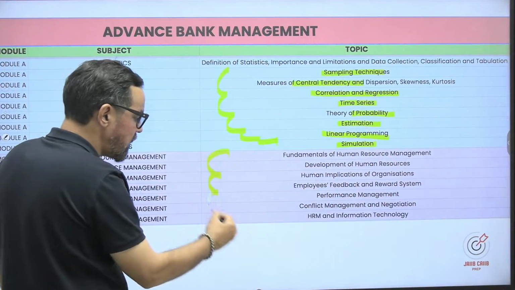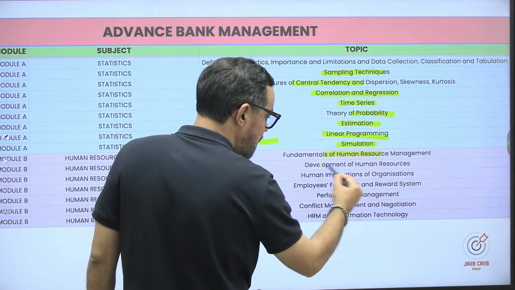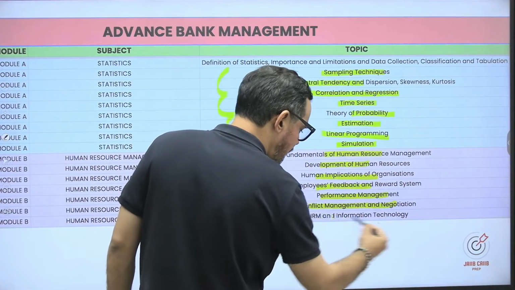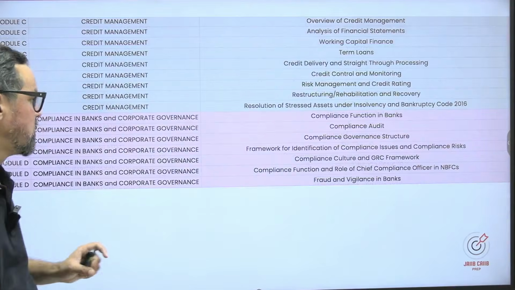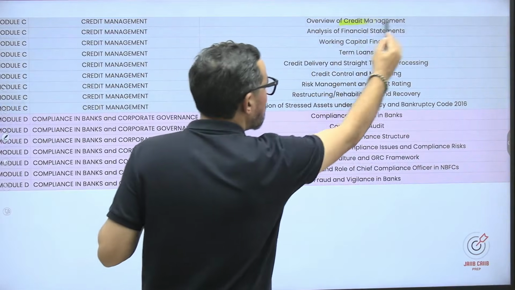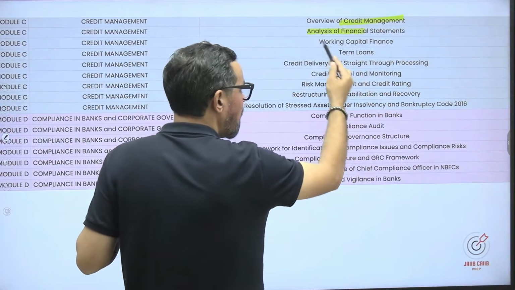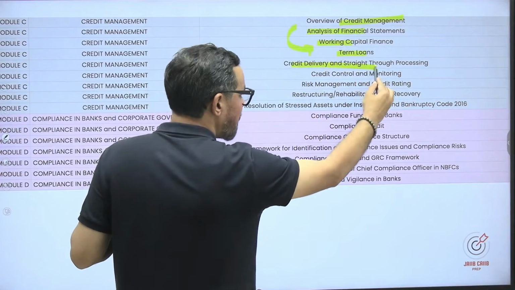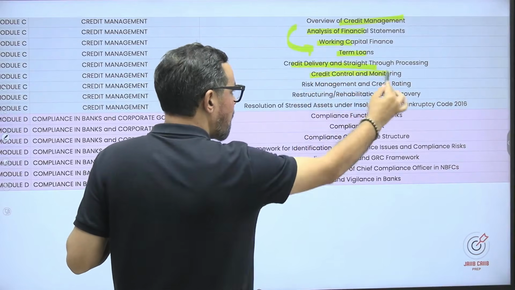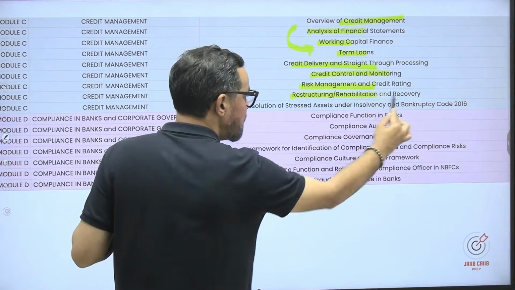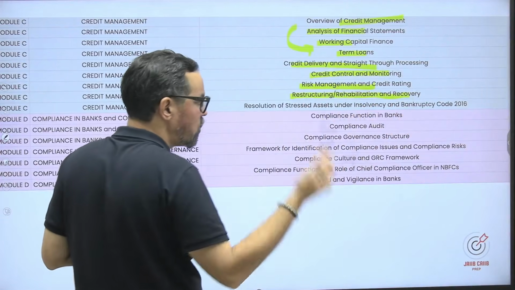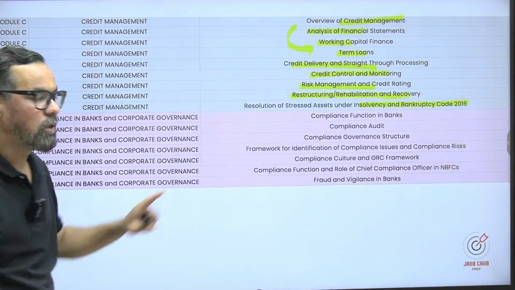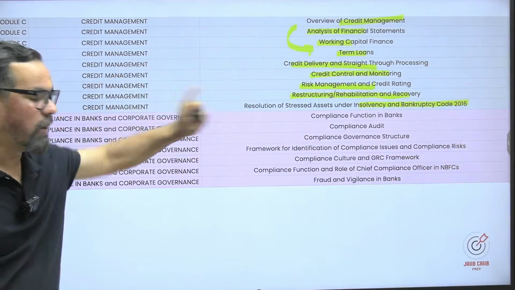Then we have HRM, which is fundamentals of human resource development, important implications, employee feedback, performance management, and HRM and information technology. Here we have credit management overview, analysis of financial statement, working capital and term loan. These are the 2 types of loan we generally give to enterprises. Then state through processing and credit delivery. Then control and monitoring, risk management, restructuring, rehabilitation and recovery, the options available to bankers in case of default. Then resolution of stress asset under IBC 2016. The entire credit flow or process is generally part of this one.